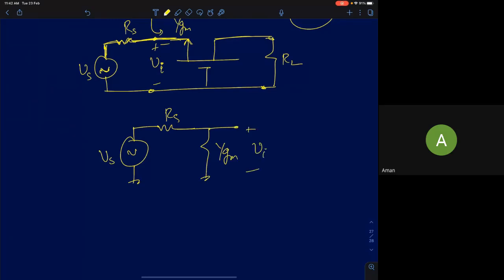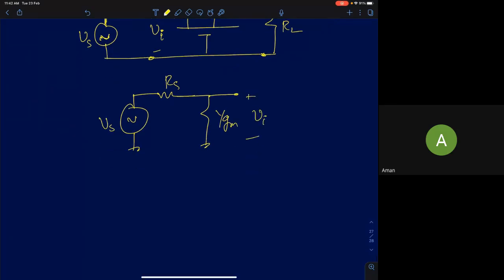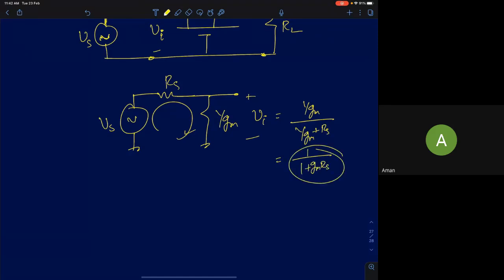So this will be Vi. It will be 1 by gm, it will be a simple potential division, they both are in series, it will be a potential divider. So the voltage Vi will be 1 by gm upon 1 by gm plus Rs, which will be 1 by 1 plus gm Rs. This is your input voltage.